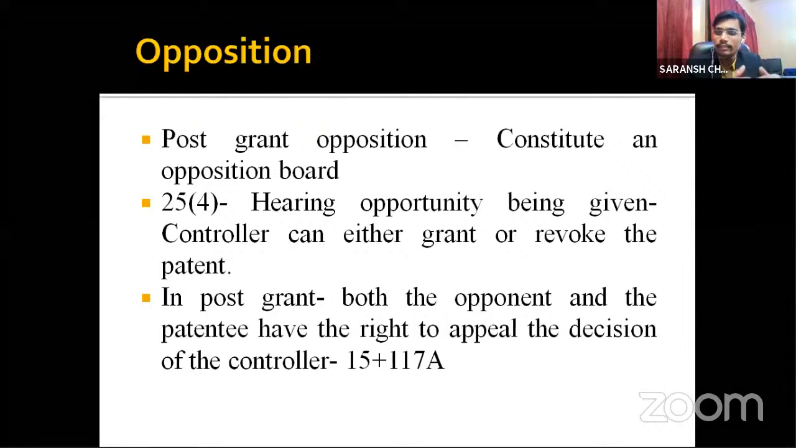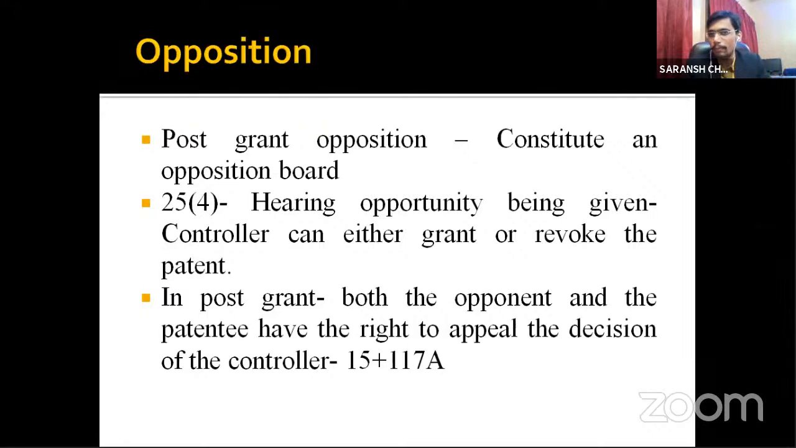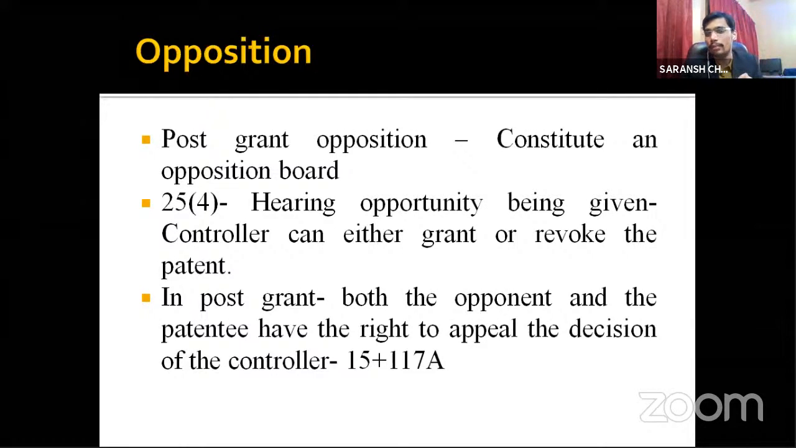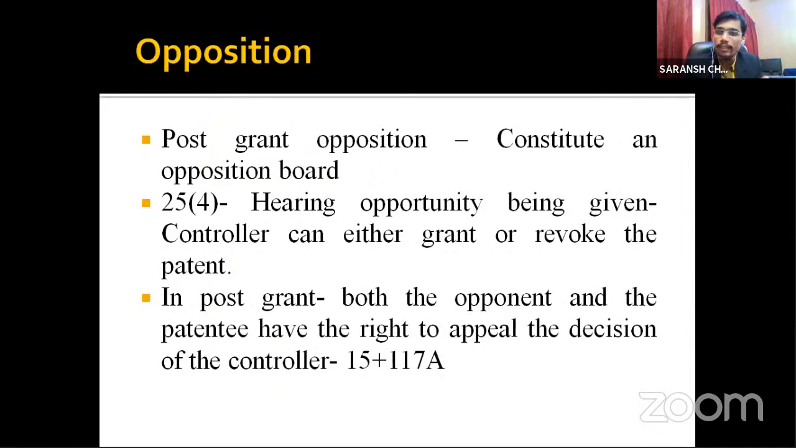That is why a strict approach is maintained in the post-grant opposition, and that is why the constitution of an opposition board is given. That whole opposition board is there, 2 or 3 members will be there who will decide the whole issue of your opposition. Section 25 clause 4, as I told you, hearing opportunity is given, and the controller can either grant. Hearing opportunity is also given in post-grant. You have to understand that is why in 25 clause 2 you will see the person interested, because they don't want any frivolous application, and this post-grant is very important and very strictly maintained. That is why they are very cautious about who is filing the post-grant.